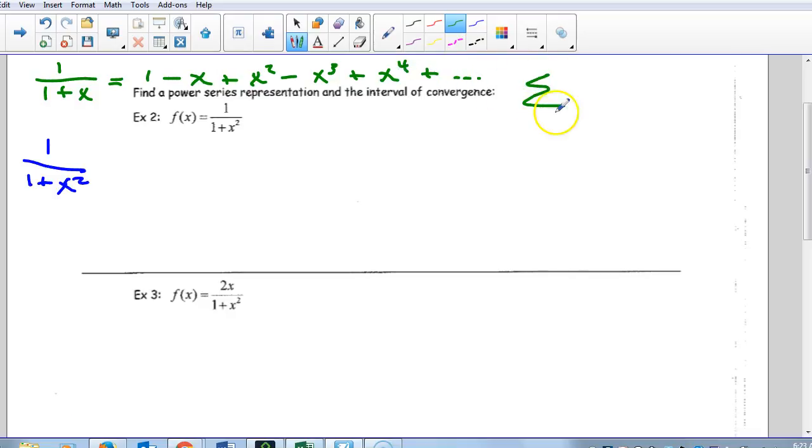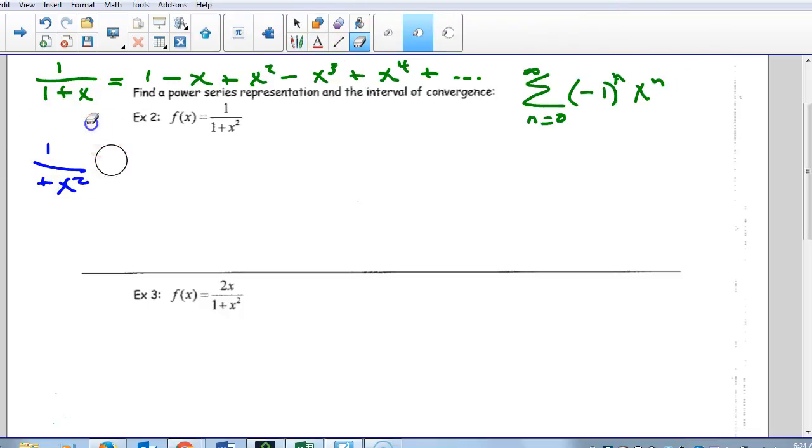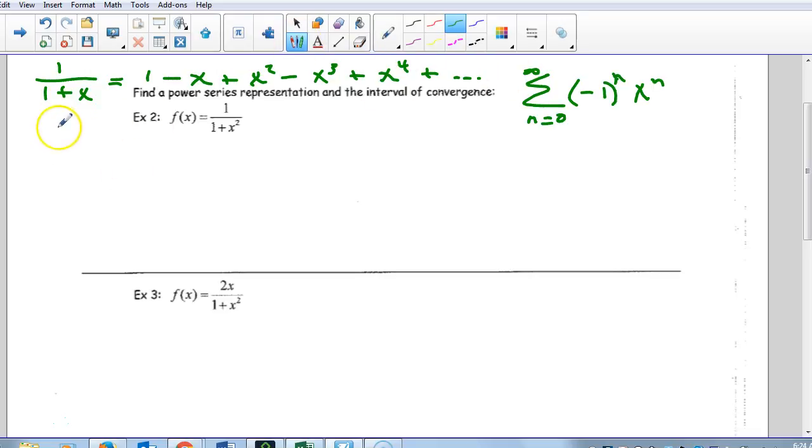This is Big Mama's sister, really. This is not Big Mama. Big Mama was 1 over 1 minus x. But her sister looks an awful lot like her. She just alternates. She's a little finicky. She says yes, no, yes, no. X to the n. Okay, so this is Big Mama's sister. We're going to take the sister and we're going to plug in x squared everywhere that I see x. So here we go. So 1 over 1 plus x squared, same thing.